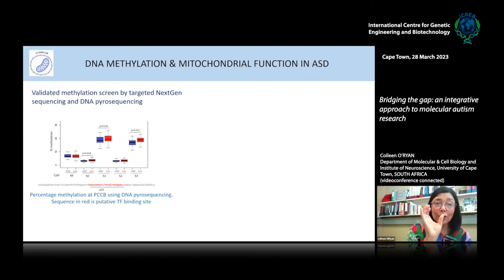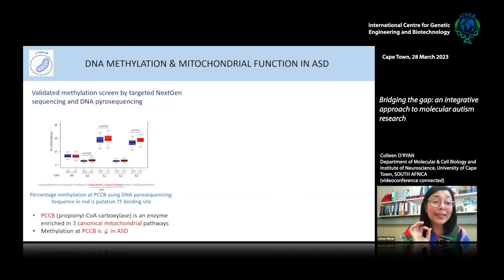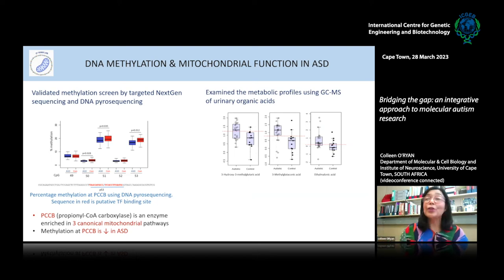We focused on a region of the promoter, and we could find, in a CpG site-specific manner, that this gene was differentially methylated between case and control. Very specifically, we could show that this region included a putative binding site for a transcription factor, and that was P53. So that was very exciting for us. PCCB is a critical enzyme, as I said, in three canonical pathways, and its methylation is decreased in ASD.